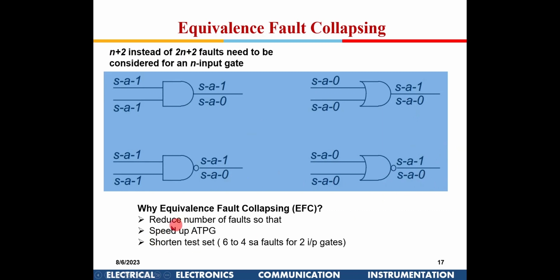So how does it help? It reduces the number of faults so that it speeds up the automatic test pattern generation, and it will shorten the test set. So from 6 for a 2 input gate, it would come to just 4. Similarly for any n input gate, this is the formula which is given. So there would be saving in time and effort. That is known as equivalence fault.